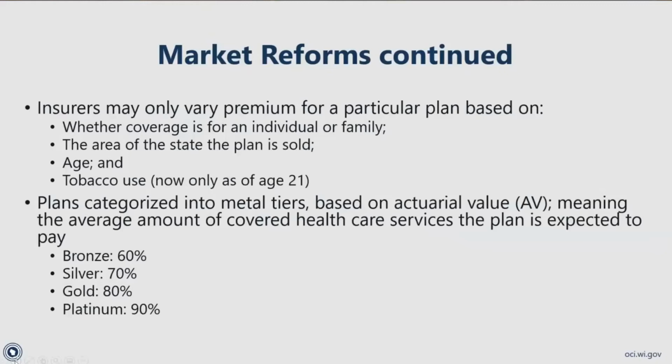So by now you've gotten familiar hearing these, and those are based on an actuarial value, meaning the average amount of covered health services the plan is expected to pay. So a bronze level plan is expected to pay 60% of the healthcare expenses, whereas a platinum plan is going to cover 90% of those costs. And the remainder is for administrative, and they can't exceed those other percentages.